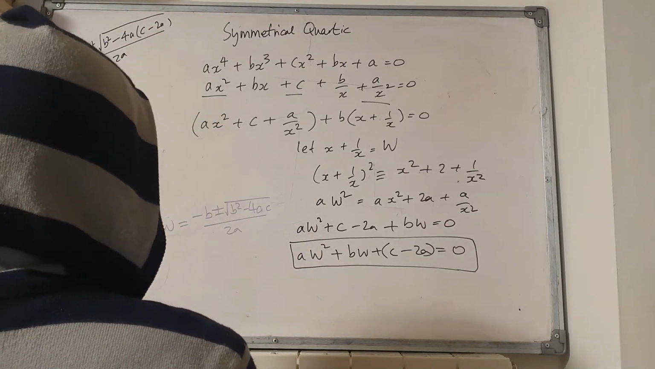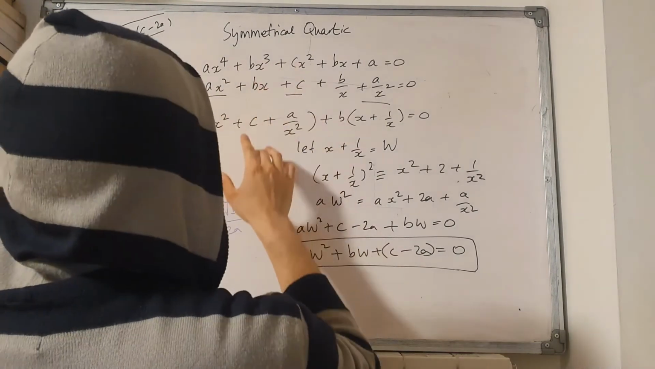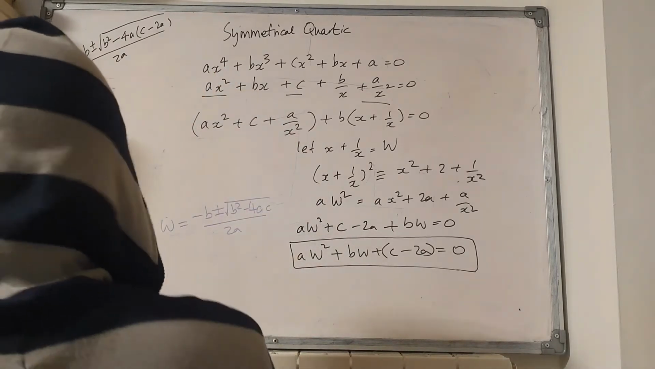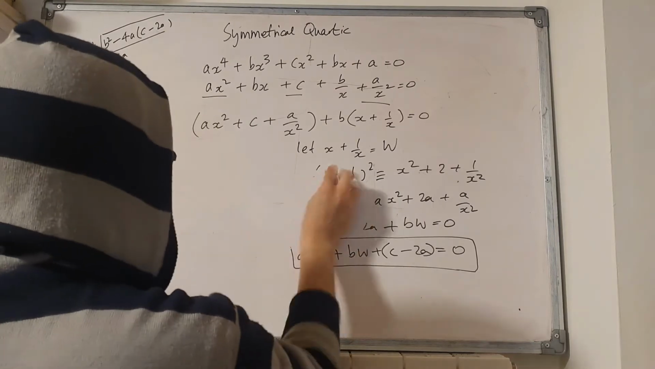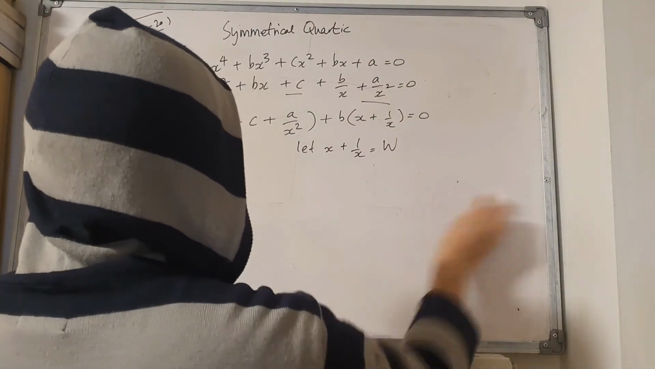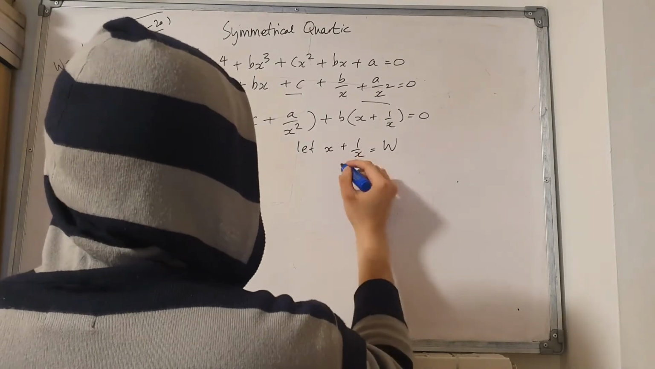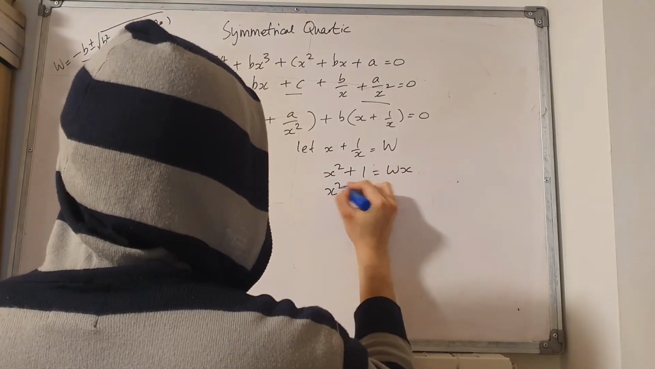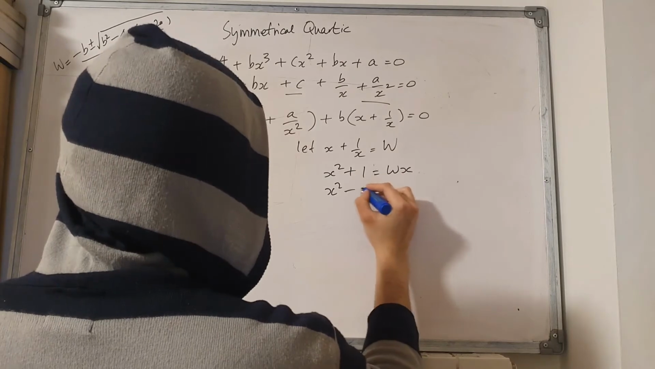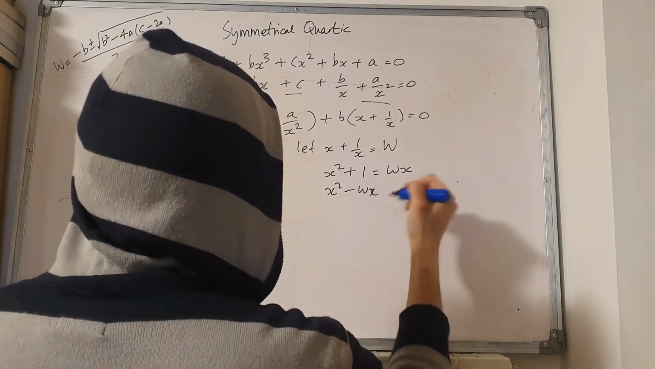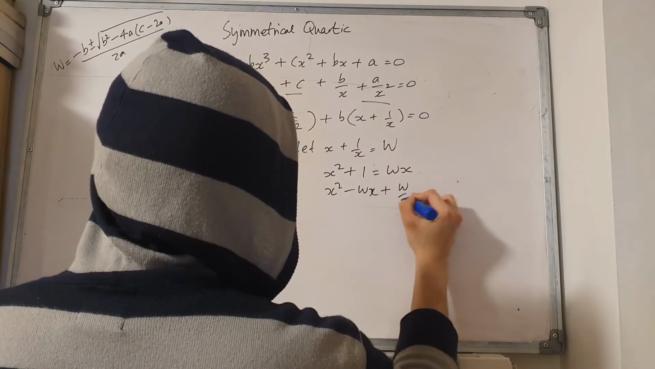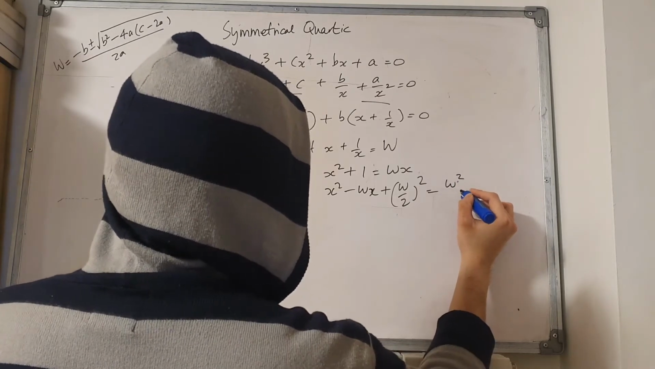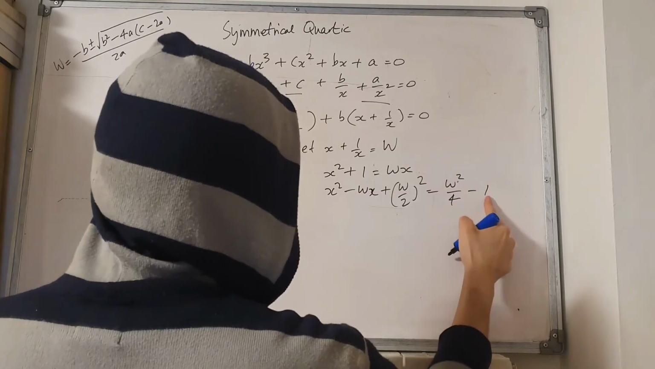But we haven't solved this actual equation because we only solved for w, and we need to solve for x. Let's rub this out. If we times everything by x, we have x squared plus 1 equals wx. Let's bring that to the left, minus wx. We're going to complete the square all in one go, so plus w over 2 all squared, and that is equal to w squared over 4 minus 1, that's 4 over 4.